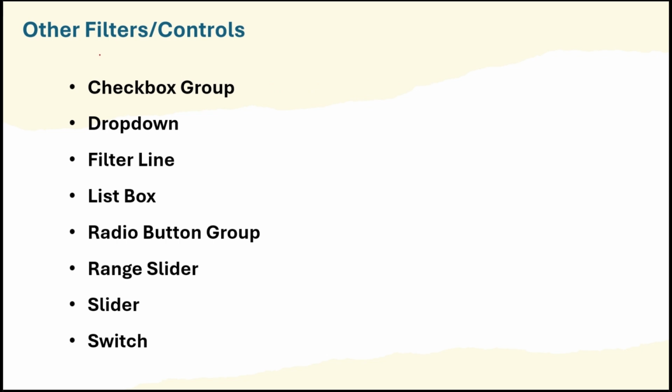Coming to the filter and control options, the other filter and control options that are available need scripting to perform a particular action. So these are checkbox groups. A checkbox group is basically where you have multiple checkboxes like this.